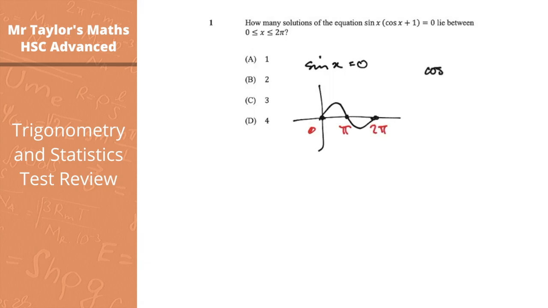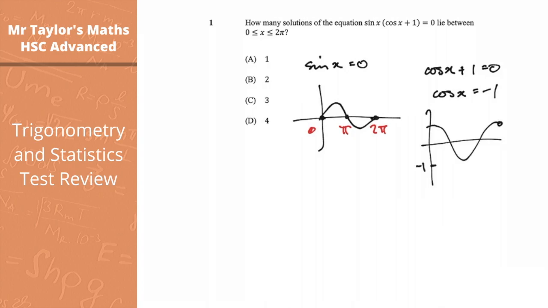And cos x + 1 = 0. So where is cos x equal to -1? And cos x looks like that. And so it is -1 here at pi, which means it looks like we've got 4, but we've actually only got 3 because pi we've already got in sine. So the correct answer is C.